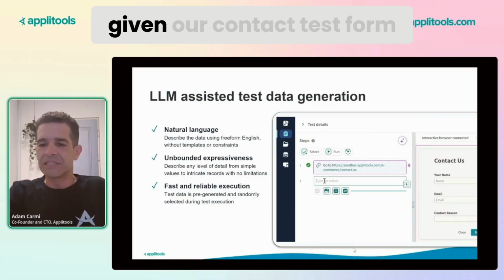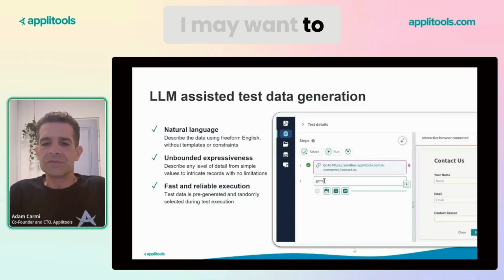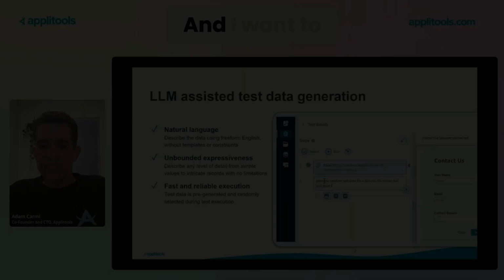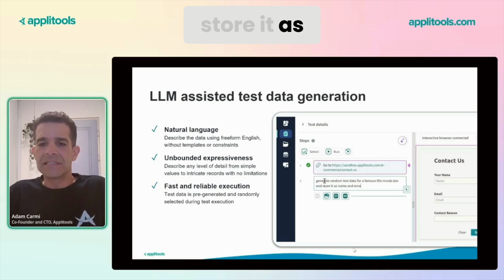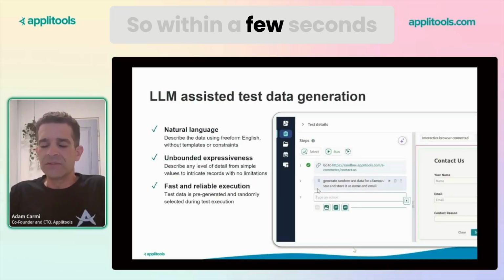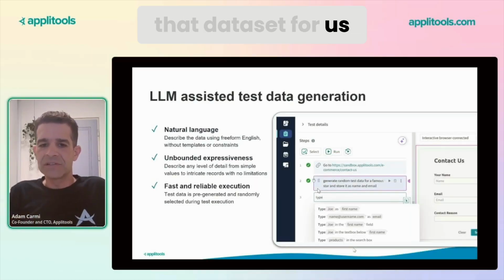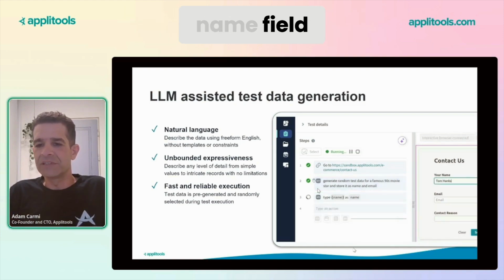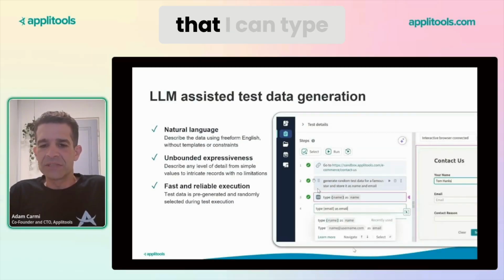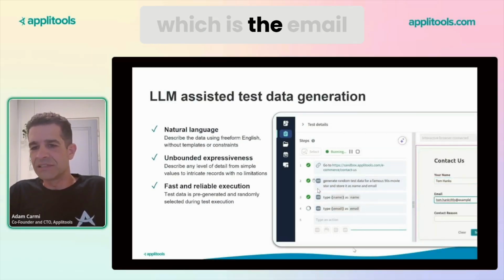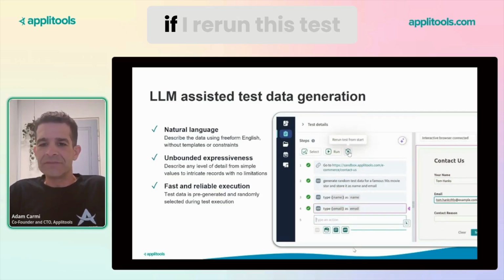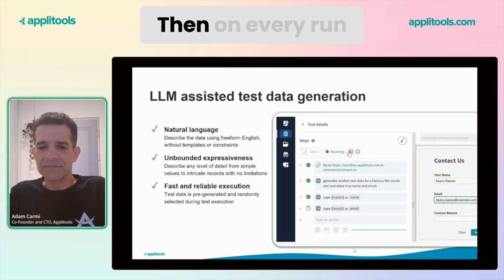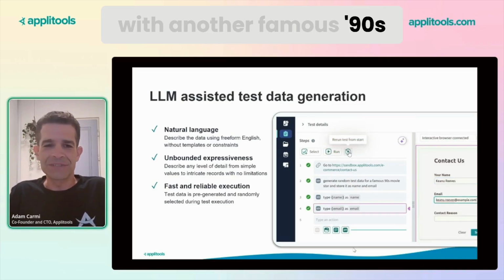So for example, given our contact us form, I may want to generate test data, random test data, for a famous 90s movie star. And I want to store it as name and email variables. So within a few seconds, the LLM will generate the data set for us, and it will define those variables for us. So I have a name variable that I can type in the name field, it's Tom Hanks, and I can now have an email variable that I can type in the email field, which is the email for Tom Hanks. And if I rerun this test, it now will use Keanu Reeves as the name and email. And on every run, it will come up with another famous 90s movie star.